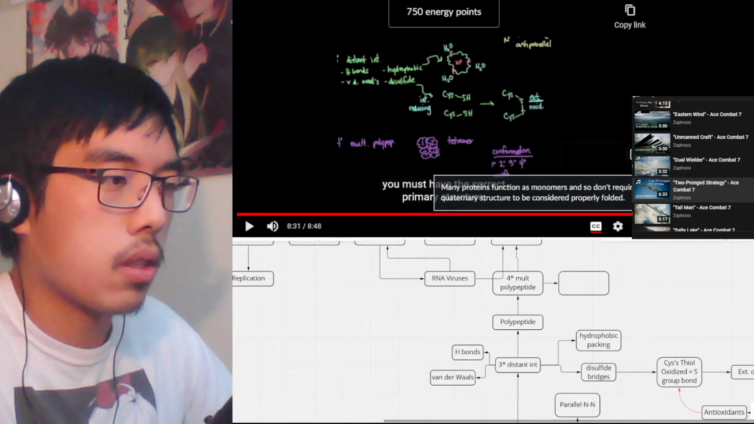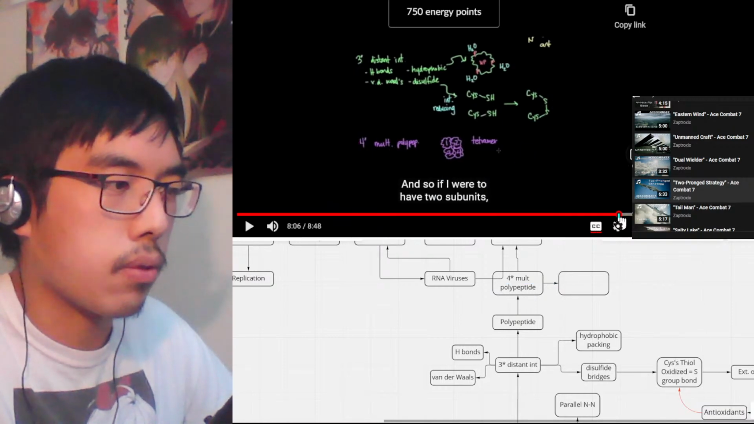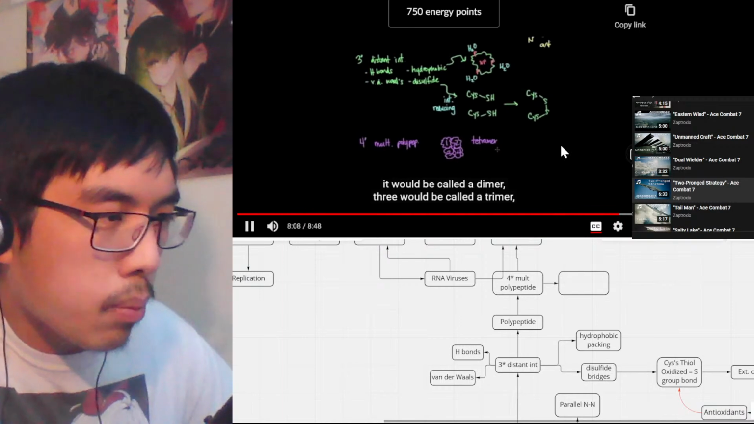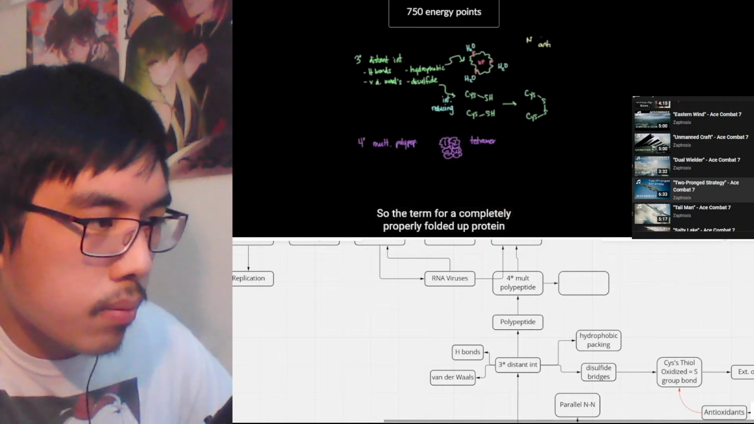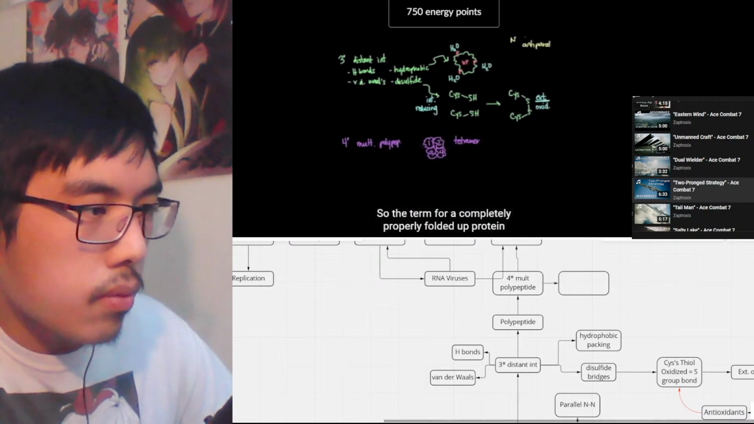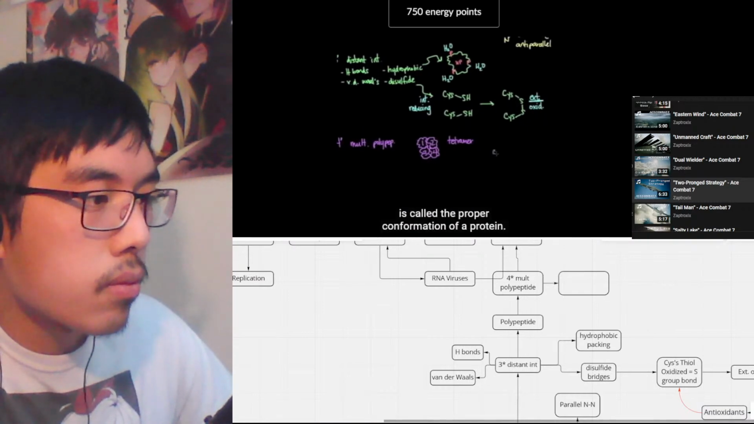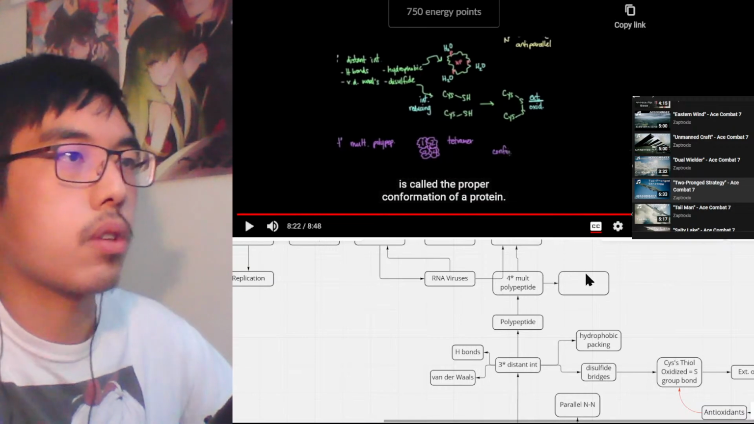Alright, what is the term that they used for the confirm... Having 2 subunits would be called a dimer, 3 would be called a trimer, 4 a tetramer, and anything above that is called a multimer. So the term for a completely properly folded up protein is called the proper conformation. Proper conformation. Alright.